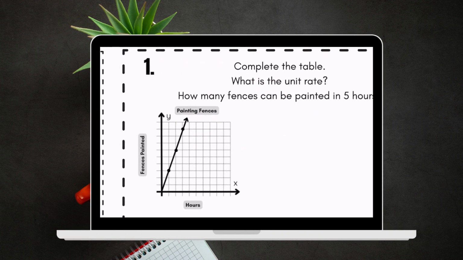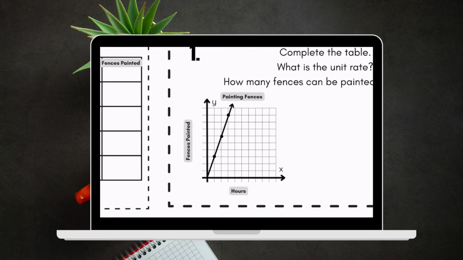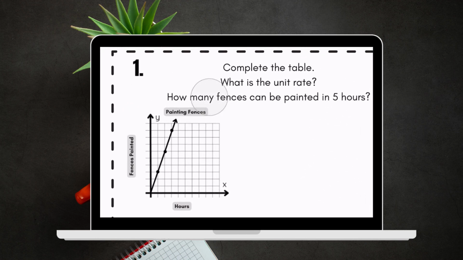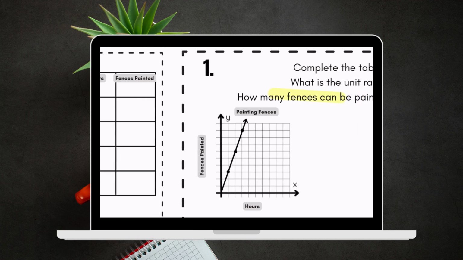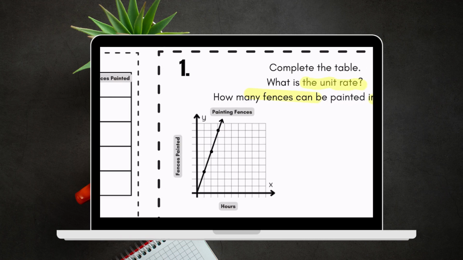Look at our graph. We're going to complete the table, find the unit rate, and then determine how many fences can be painted in 5 hours. And our table here, we have the hours from 1 to 5. Okay, so first we need to figure out what is the unit rate, and we're going to analyze this graph here. So we notice it is painting fences, and we are comparing hours on our x-axis, the amount of time it takes to paint a fence, and then y is the number of fences that are painted within that time.